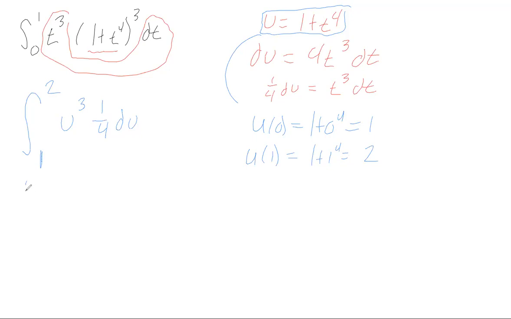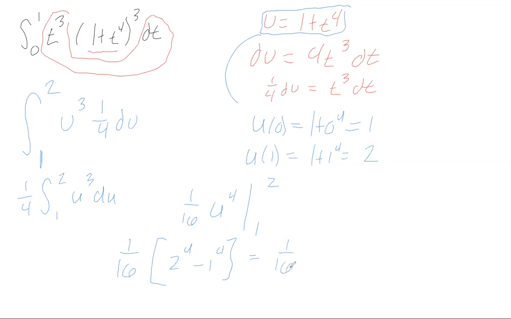So here, if we pull this constant forward, we have 1/4 times the integral from 1 to 2 of u cubed du. Add 1 to the exponent and divide by that. When we divide by 4, it's really multiplying by 1/4. So we're going to have 1/16 u to the 4th, evaluated between 1 and 2. Plug in our bounds of integration. I always leave the constant on the outside. So we're going to have 2 to the 4th minus 1 to the 4th. 2 to the 4th is 16, minus 1, which is 15. So this is going to be 15 sixteenths. That's that one right here.